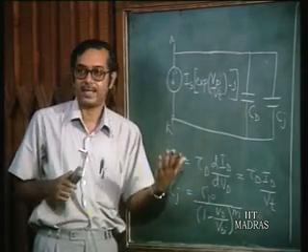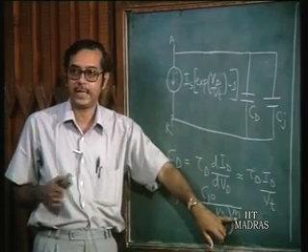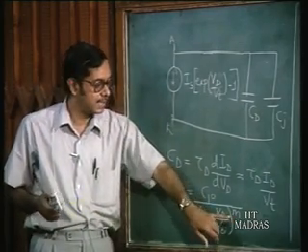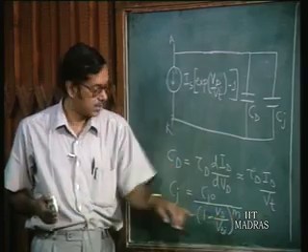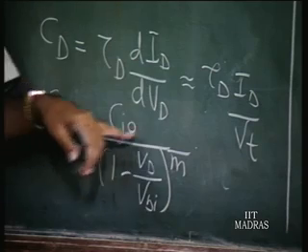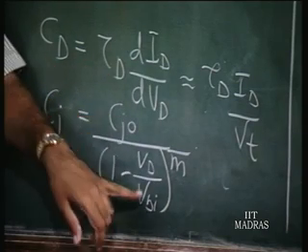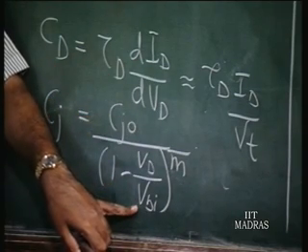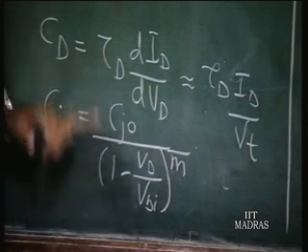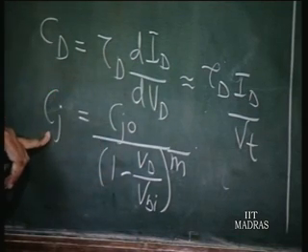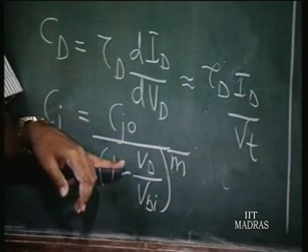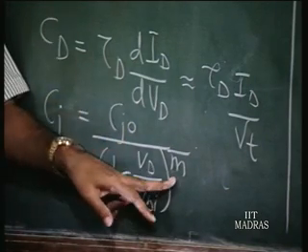But you can have graded junctions, when this value changes. For linearly graded, it becomes 1/3. Suppose this is half. Again we have to extract the values of CJO and VBI. VBI is actually the built-in potential of the PN junction. Once we know these values, we will know the value of the junction capacitance versus voltage. That is what we want to know. And also M.